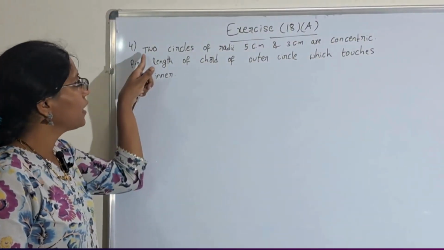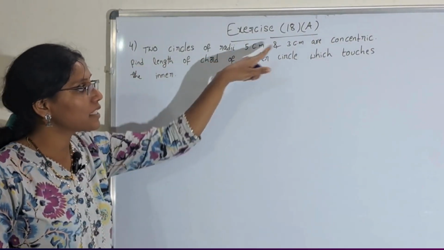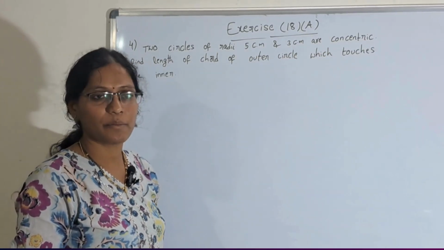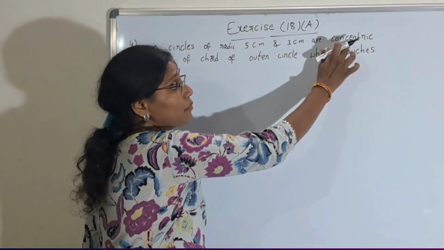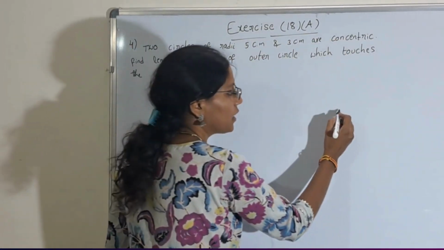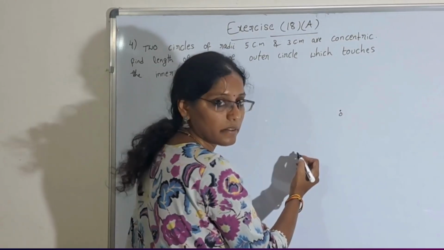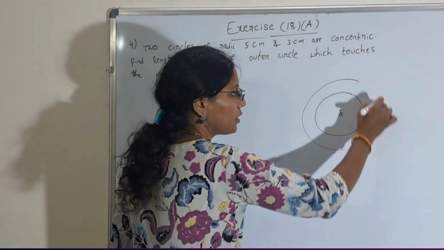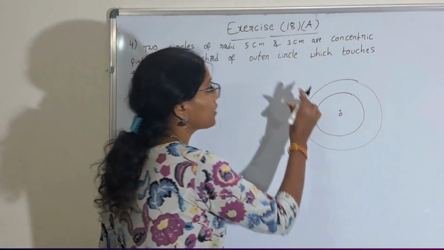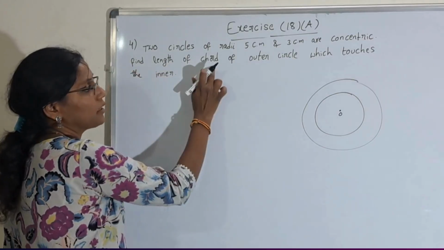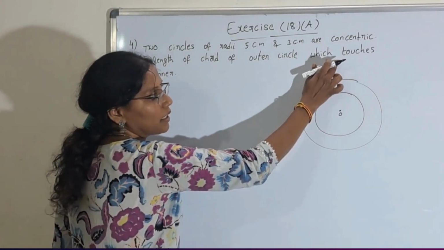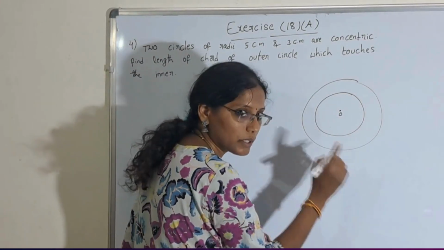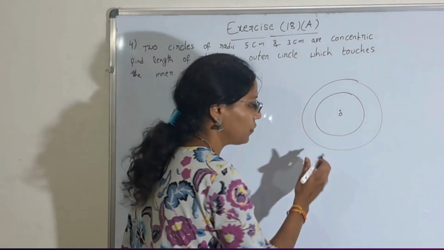Next, fourth problem. Two circles of radii 5 centimeters and 3 centimeters are concentric. Concentric circles means same center and different radius. Here we consider one center, and we draw the 3 centimeter circle and the 5 centimeter circle. Next, find the length of the chord of the outer circle which touches the inner circle. The chord of the outer circle must touch the inner circle.